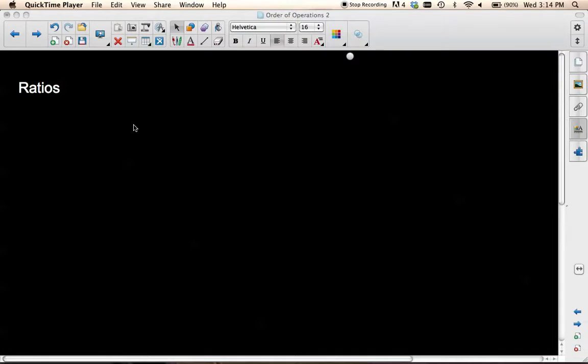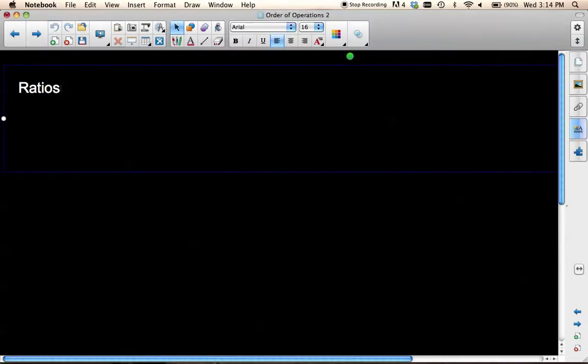Okay guys, so today we're going to be talking about ratios. We talked about those a bit today in class, and some of you seemed a bit confused because we talked about rates at the same time. So we're just going to go through this as a sort of review to help square you guys away.